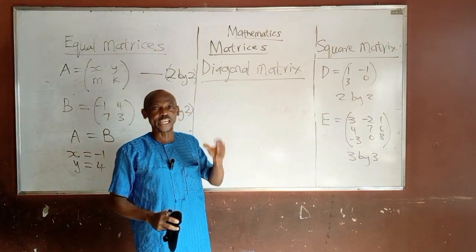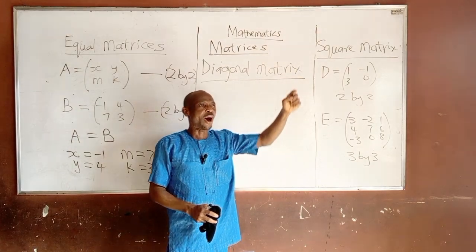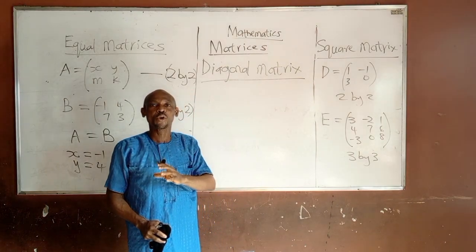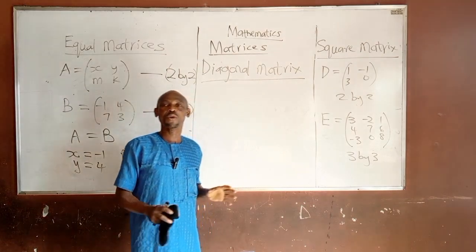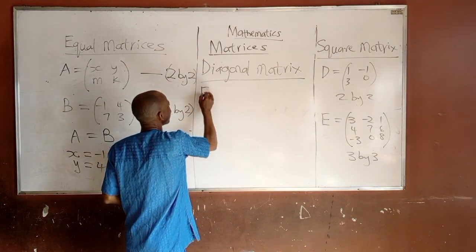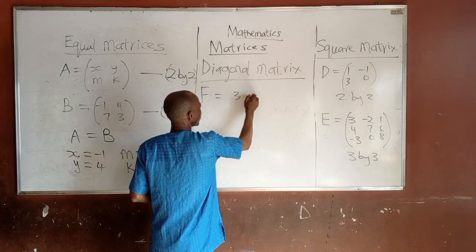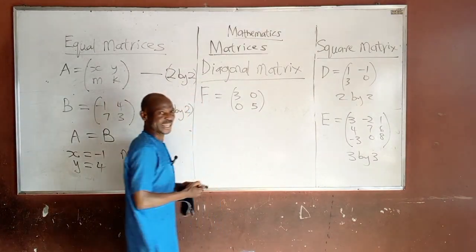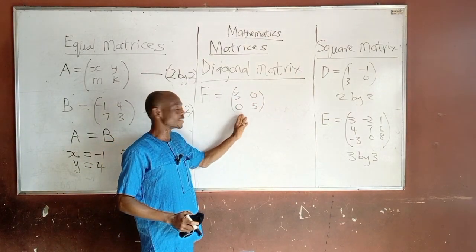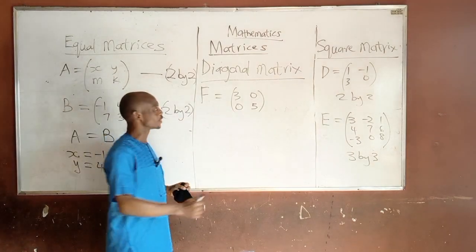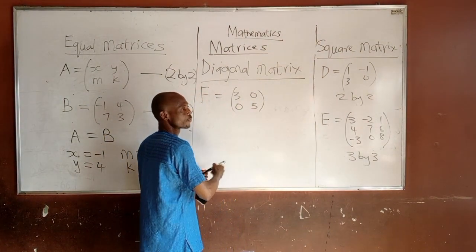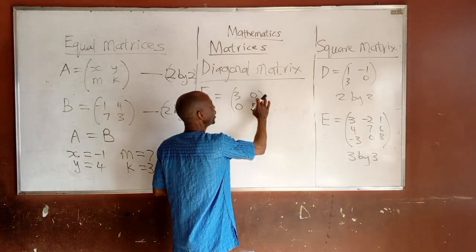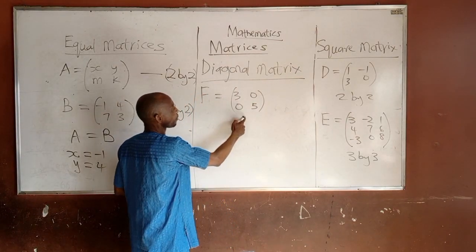Now we are going to look at the diagonal matrix. A diagonal matrix is a square matrix in which all the elements in the main diagonal have a value, while all other elements are 0. For example, let's take a matrix F, and we have 3, 0, 0, 5. This is a diagonal matrix because all the other elements, apart from the main diagonal, are 0. The main diagonal is this diagonal from the left upwards to the right downwards. This diagonal has values. This is a 2 by 2 matrix.